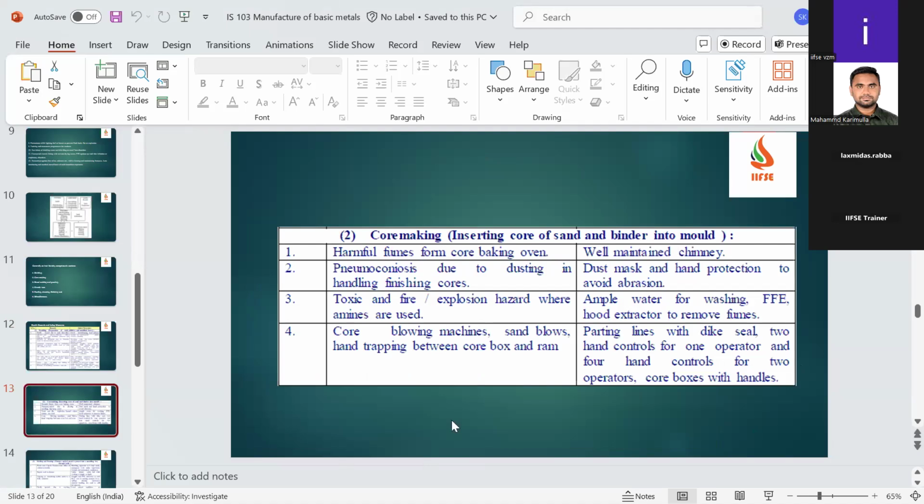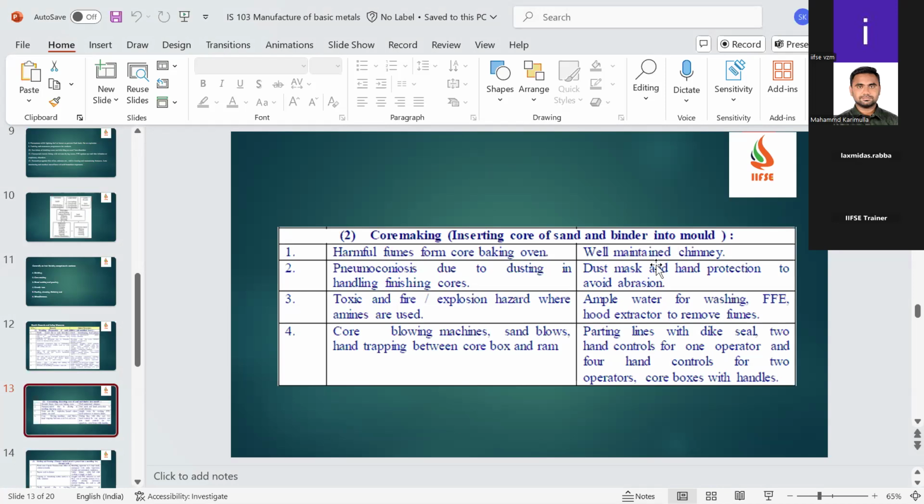Then the core making process, which is inserting a core and sand binder into the mold. We have seen this in the last video, where he used a rope to insert a core inside a mold to create a hollow space. Here there are harmful fumes from the core baking oven. Core baking is nothing but, once they make the core, they put it under an oven to make it hard. Otherwise, it can break.